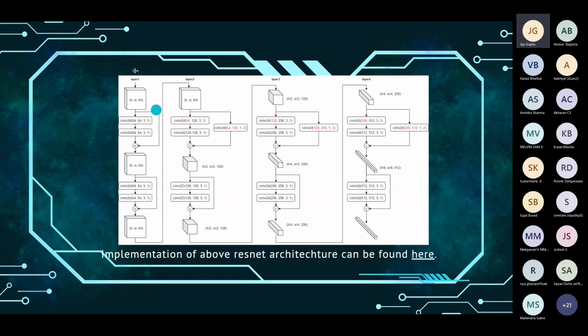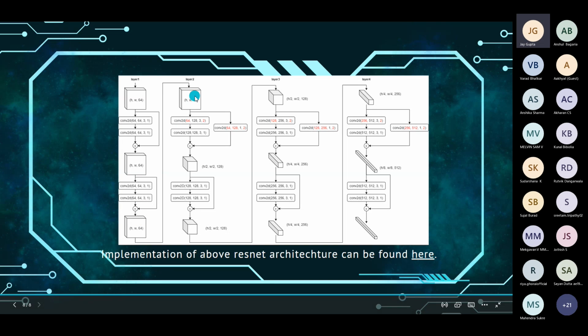So a 2D convolution with 64 input channels, 64 output channels, 3 is the kernel size and 1 is the padding. Same thing: 2D convolution, 64 input, 64 output, 3 kernel and 1 padding. And since there is no change in the number of channels, we are just directly connecting input to the output.